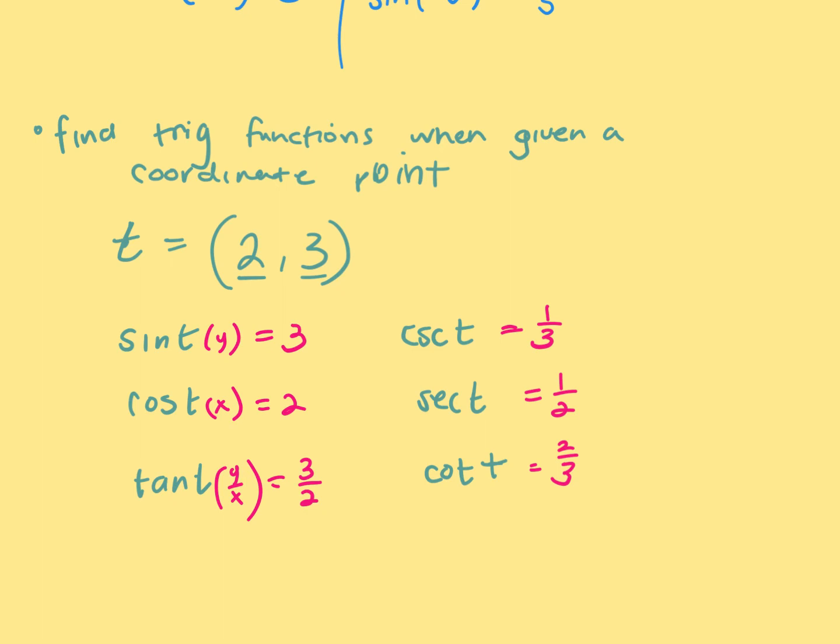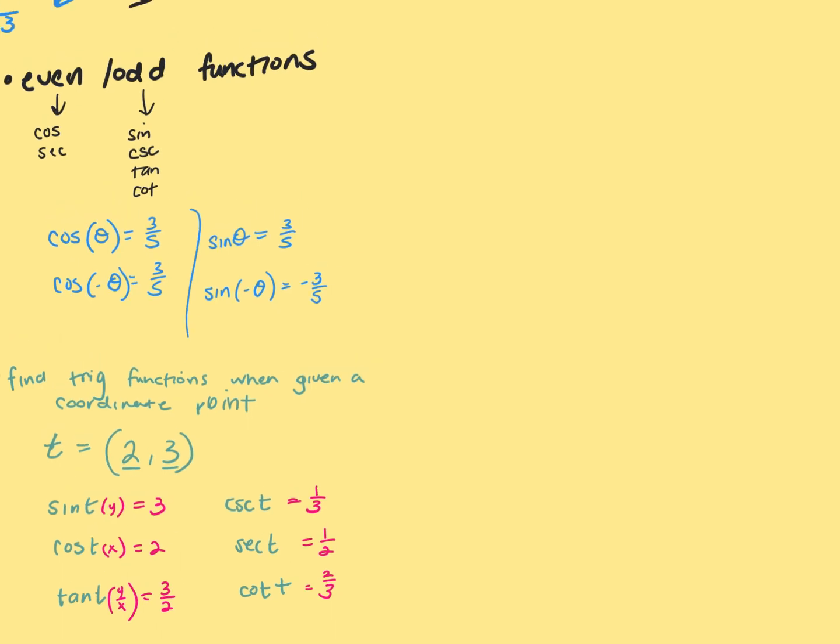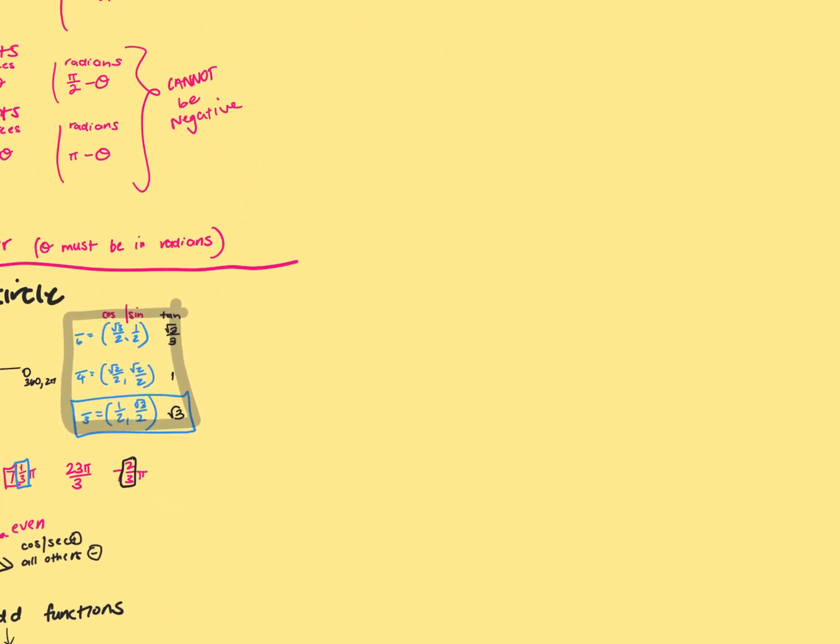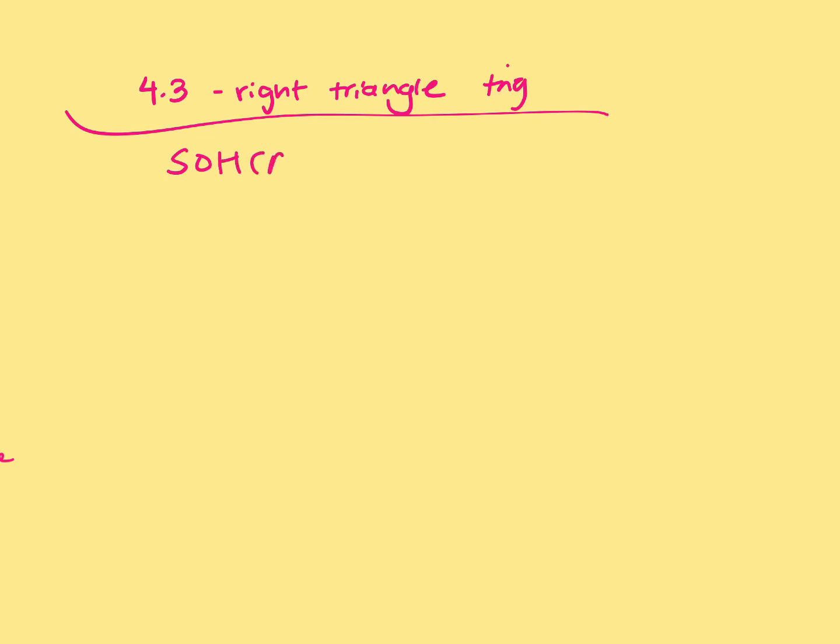Questions on those? Okay, then came 4, 3. And the foundation of that is the word SOHCAHTOA. So now we used our right triangles to set stuff up. You're either going to have a right triangle where you have to find a third side and then find your trig functions using SOHCAHTOA.